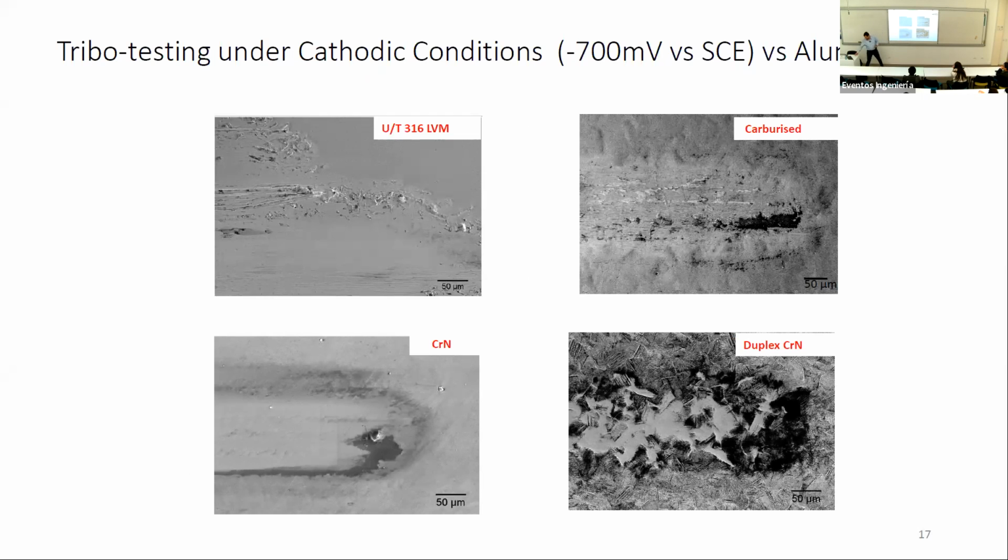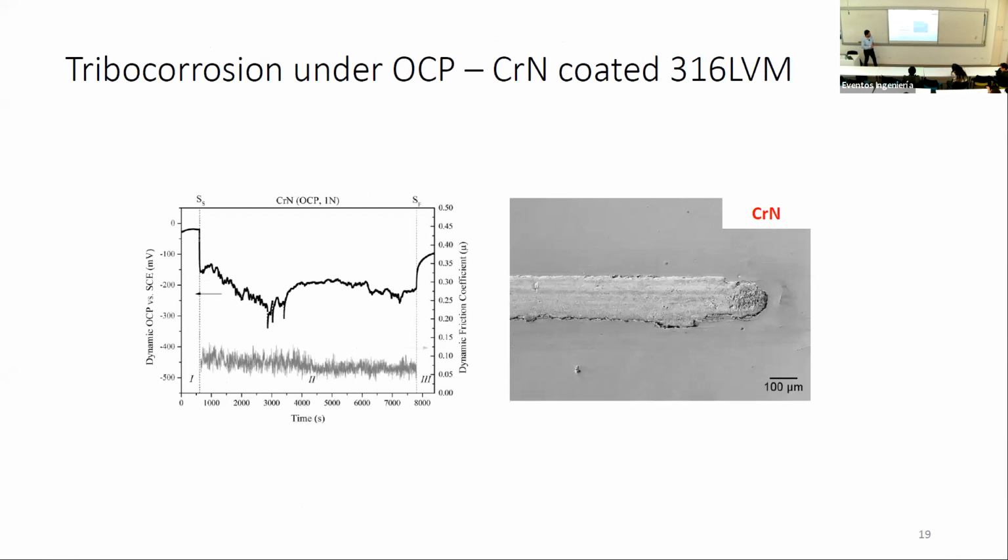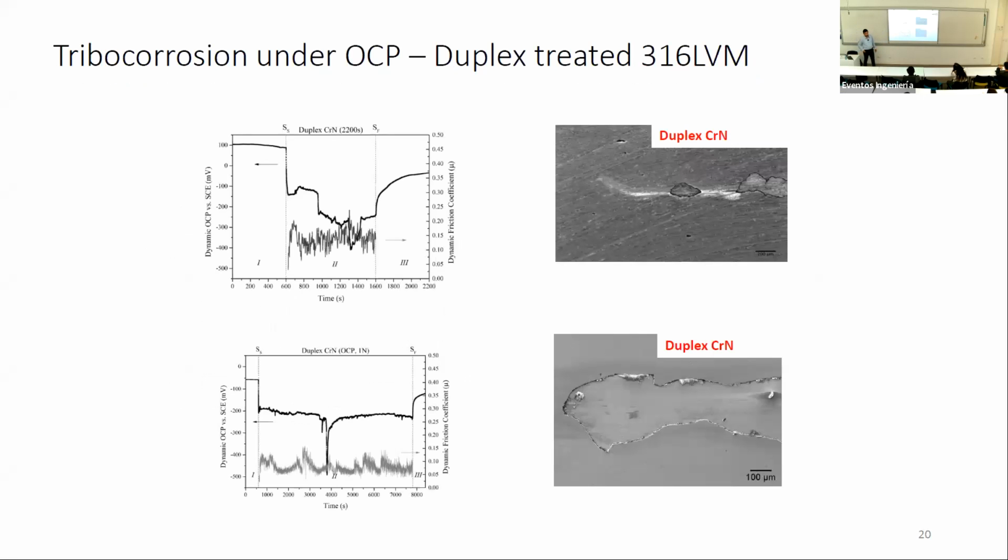But in the case under OCP, we're seeing here that despite the friction coefficient remaining very low, because the ball sliding on this surface was not really touching the substrate, the substrate underneath is quite rough, indicating that some corrosion activity was happening there. We're seeing some lifting off, like blistering of the coating here, showing that we were getting a lot of this type 2 damage, and basically the coating catastrophically failed.